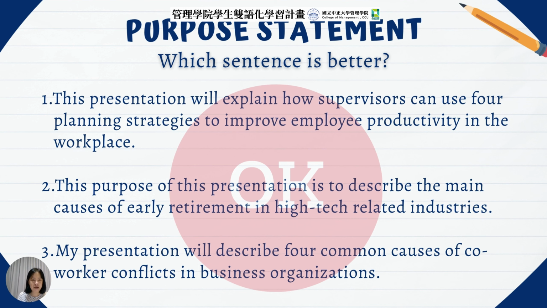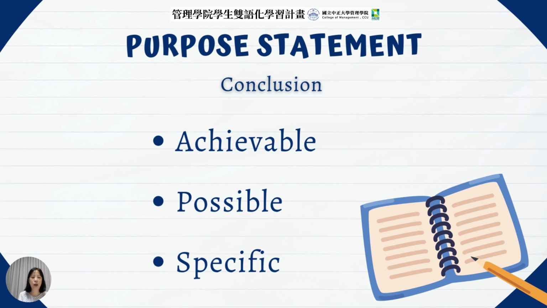So let's have a little conclusion about purpose statements. We know that purpose statements have to be specific, concise, clear, and goal-oriented. So all these purpose statements have to be something achievable, something possible, and something specific. Within these 1 or 2 sentences, they have to be very powerful and get right to the point for your audience, and you have to let your audience know right away your idea on how you're going to present your topic. So the purpose statement has to be achievable, possible, and specific.